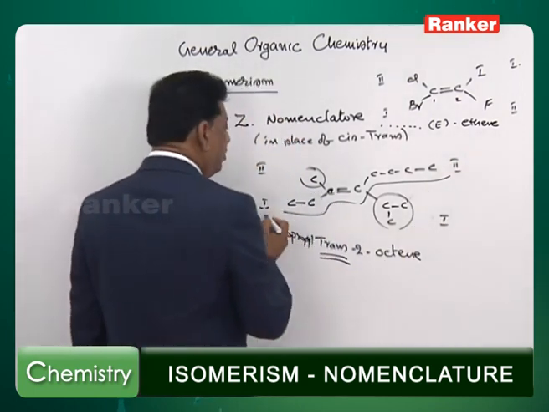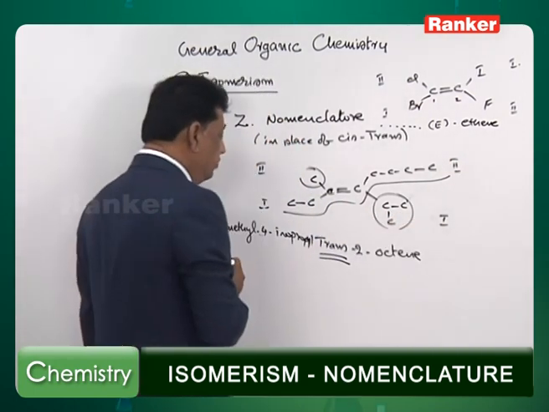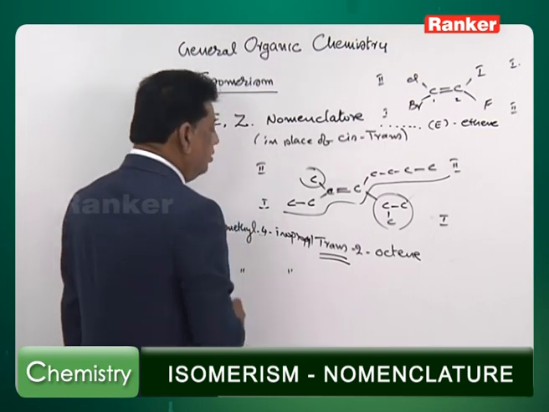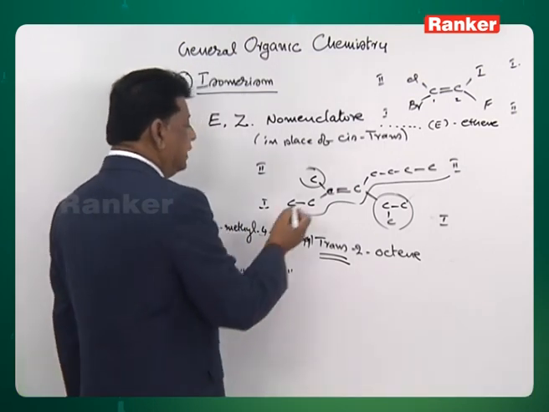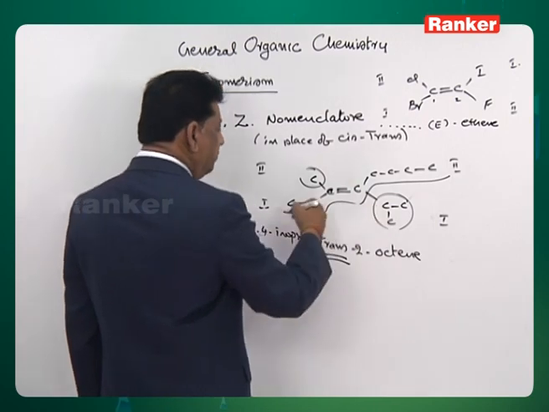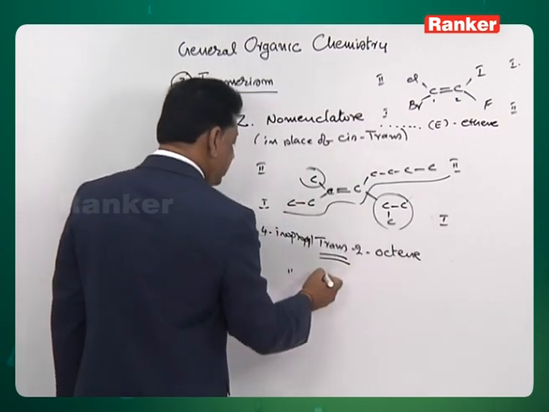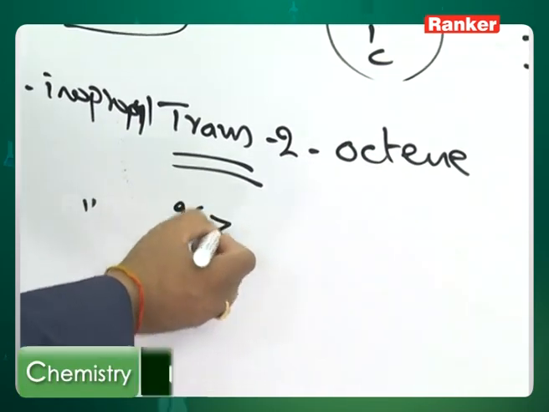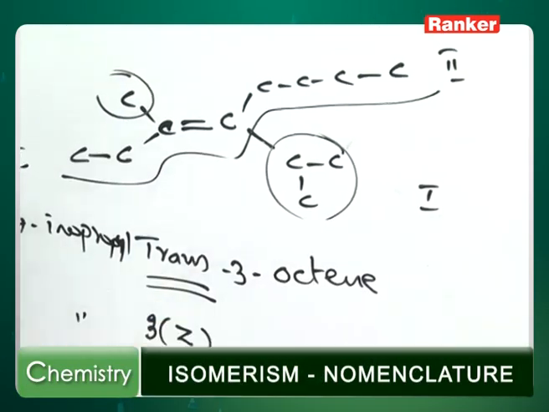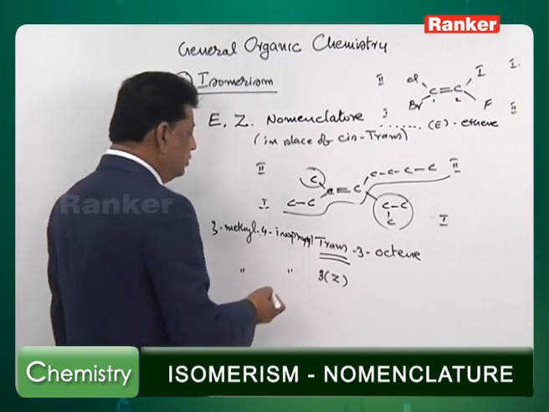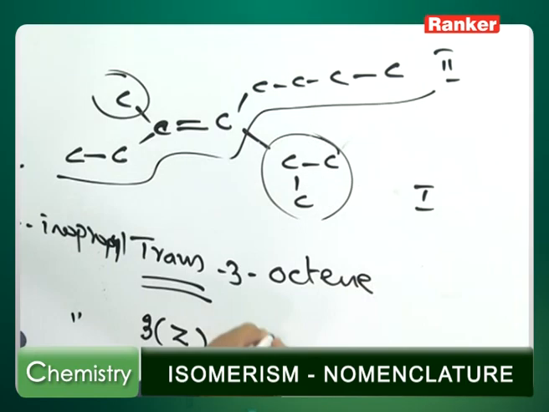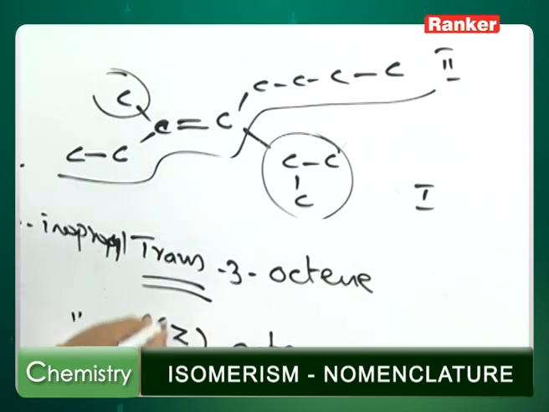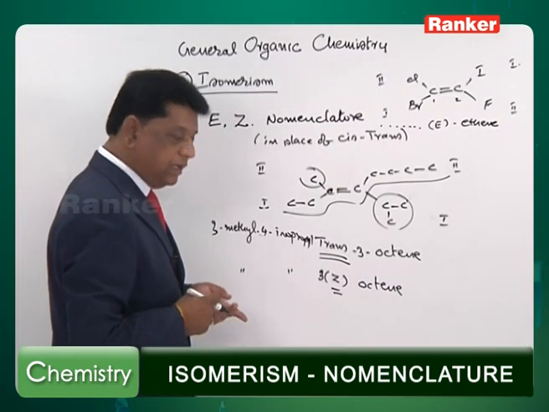Now the two number ones are on the same side. So therefore we have to extend these groups, you can use them as they are. But you have to say at the second carbon we have a Z configuration. So therefore at 3 we have a Z. So at the third carbon we have a Z nomenclature. So 3Z octene. So finally what we are observing is a trans compound in the old nomenclature.